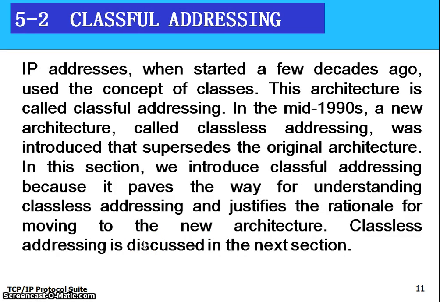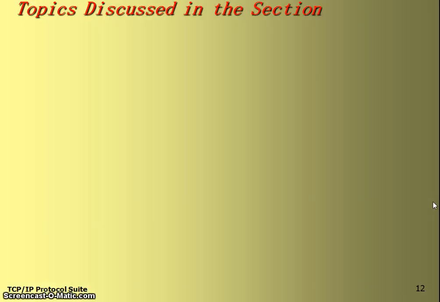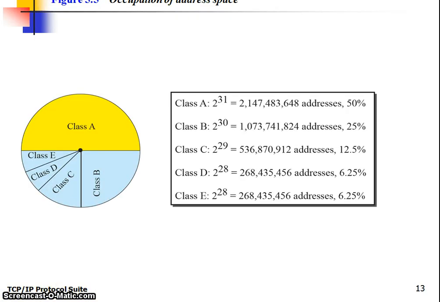Now we will move to the categories of IP addressing, that is classful addressing and classless addressing. Currently we are using classful addressing. Under classful addressing there are 5 classes: class A, class B, class C, class D and class E.